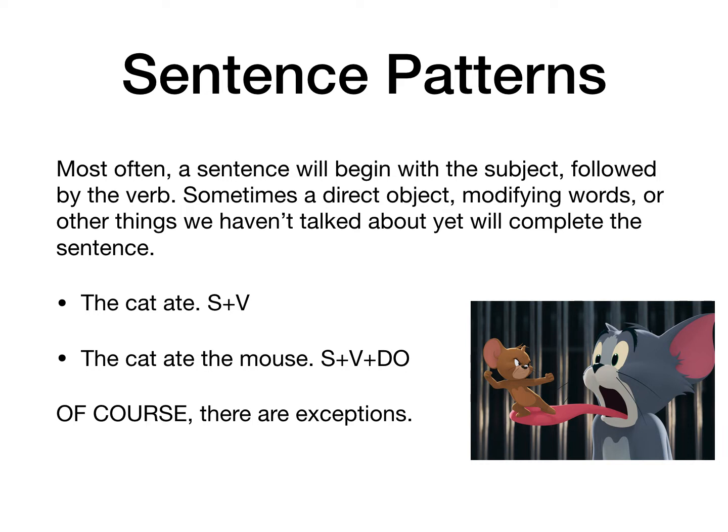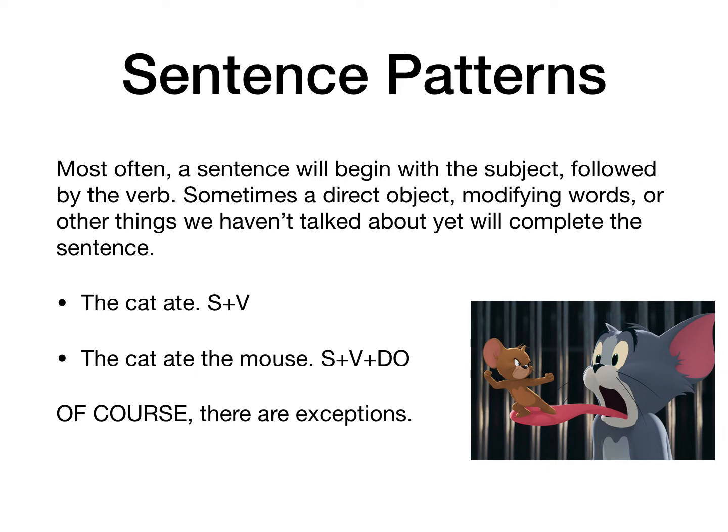So, most often a sentence will begin with the subject, and we've seen this already. Usually the subject is followed by a verb. Sometimes the verb is followed by a direct object, modifying words, or other things that we haven't talked about yet. But for now, we're going to focus on the most common sentence patterns, which are subject and verb, the cat ate, and subject, verb, direct object. The cat ate the mouse. These are really common sentence patterns.